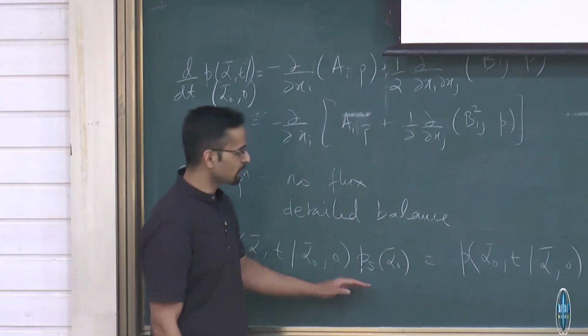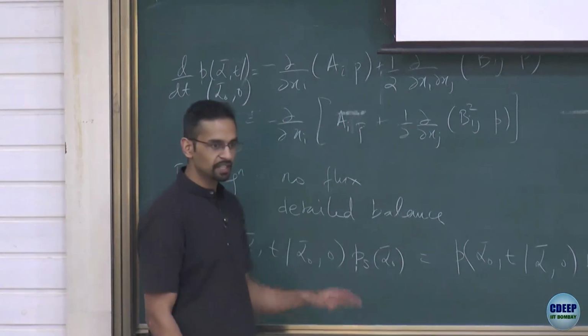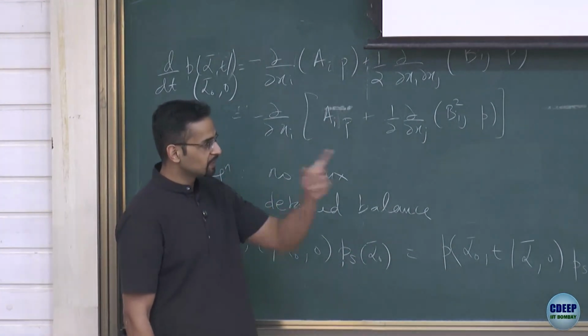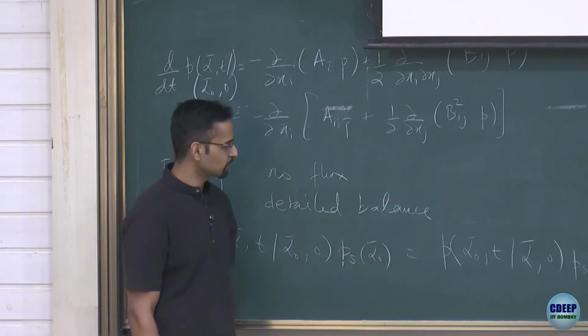Okay, so this is called detailed balance, and in fact, this is the condition one can use immediately to see that the autocorrelation function Gij is symmetric. Okay, so we'll see that in a second.